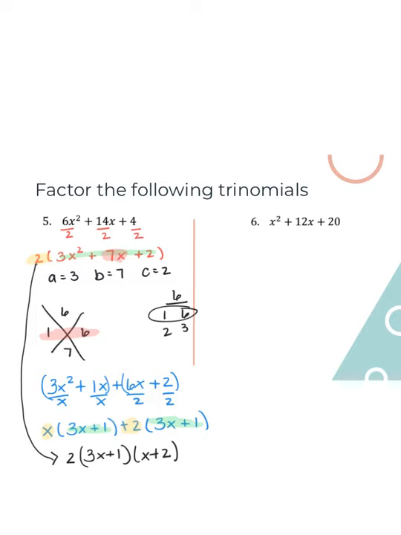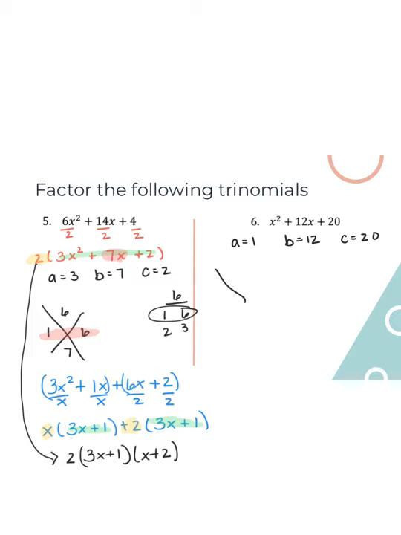So let's look at the letters. I have x squared plus 12x and then plus 20. So I only have an x squared and an x, but my 20 doesn't have anything on it. So this one, you cannot take a greatest common factor out at all. So when you can't take a greatest common factor, you just go right into factoring. So first you're going to find your a. So my a equals 1, my b equals 12, and my c equals 20.